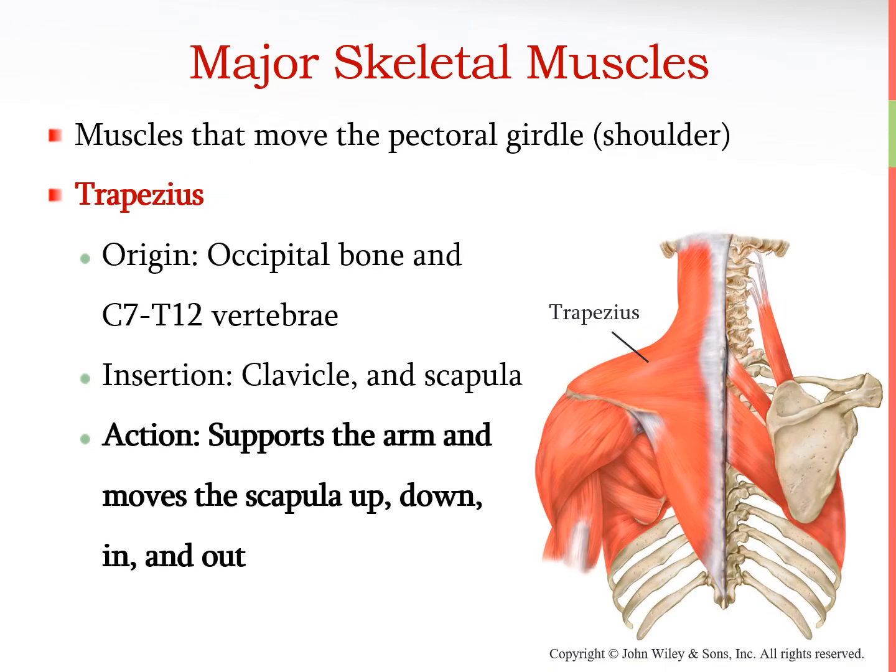Here is the lovely trapezius, and this is one of several muscles that move the pectoral girdle, including the scapula and the clavicle. Its origins are in the occipital bone of the cranium, and the insertions are down in the vertebrae, as you can see. And remember, when muscles contract, they pull the insertions toward the origins. So this muscle works to support the arm and move the scapula up. And as they contract different fibers, it can also move the scapula down, in, and out. Wow, this muscle is busy. Does all kinds of things to the scapula.